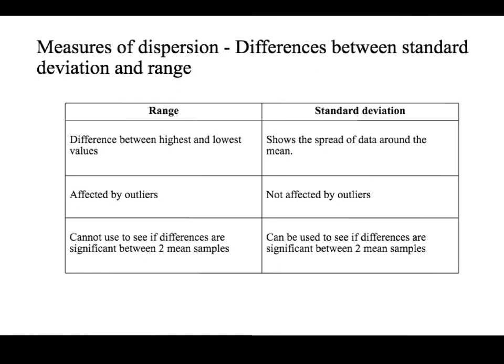So the range is a lot quicker to use, but it is affected by outliers. So if one value is a lot higher than the vast majority of the data, your range will be really big, whereas standard deviation would not be affected by the outlier. So a range you cannot use to see if you've got a significant difference, but a standard deviation you can. So standard deviations can be used to say, yes, this mean has a significant difference from the other one, whereas you cannot use a range to show that.